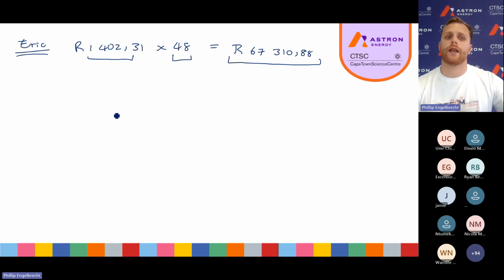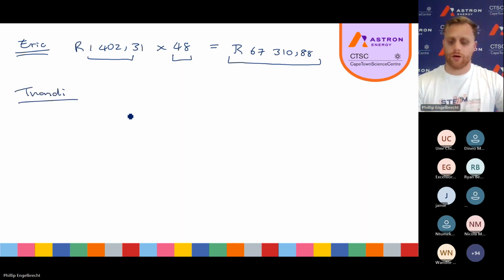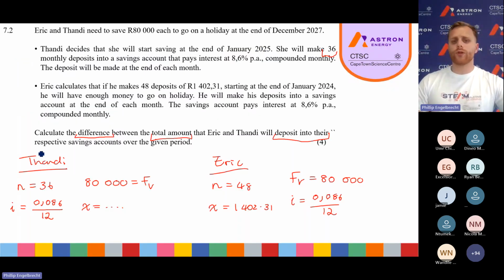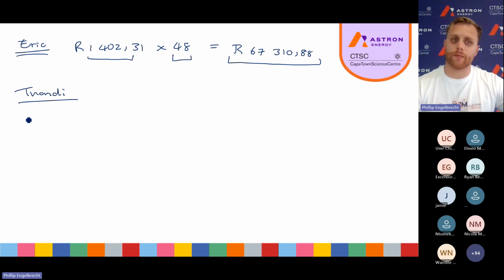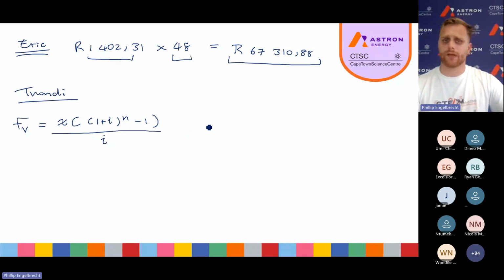Now let's focus on Thandi. Here's the problem. We have all the information, but I do not know what Thandi is paying per month, so I first need to figure that out. Again, I'm going to use my future value formula, and that is equal to x times 1 plus i to the power of n minus 1, divided by i. Let's figure this out.